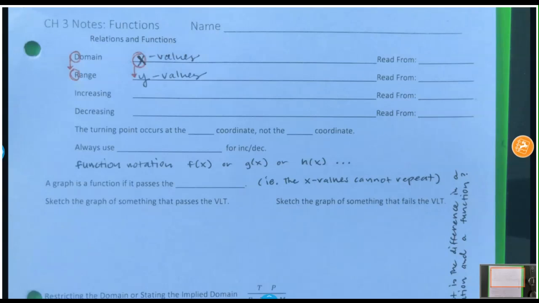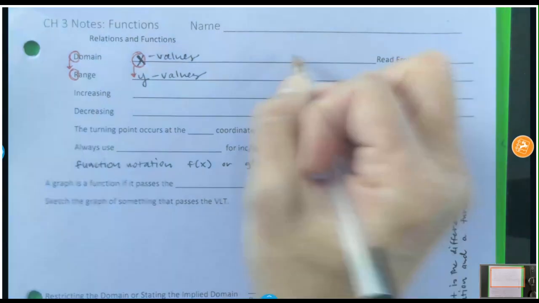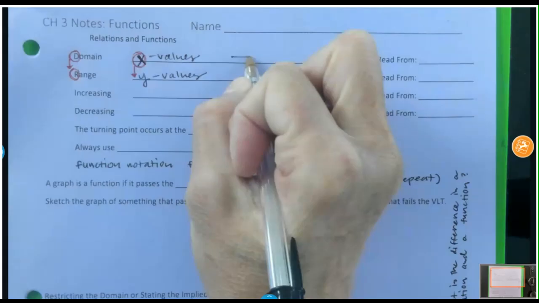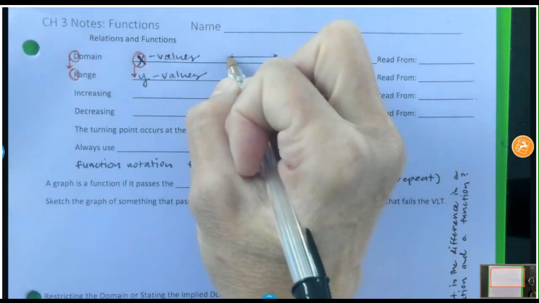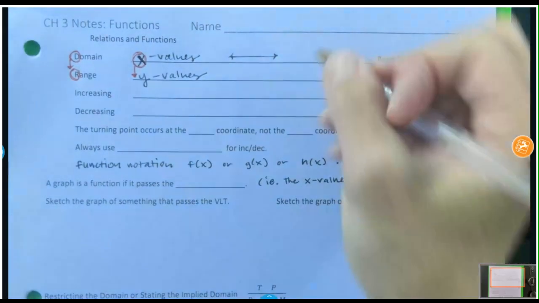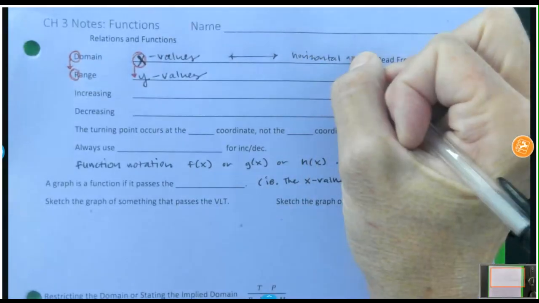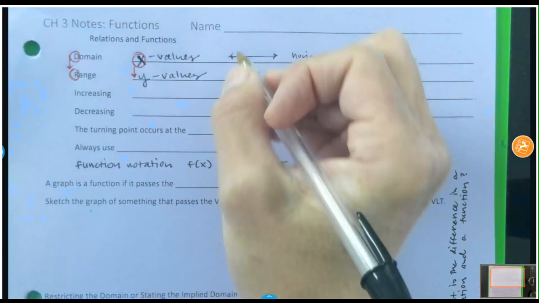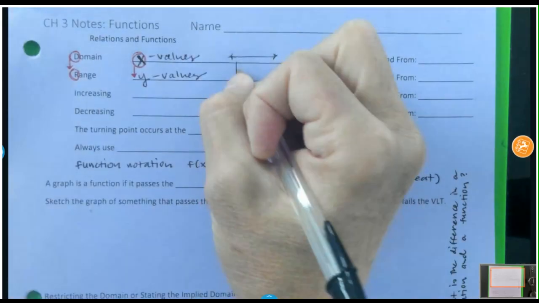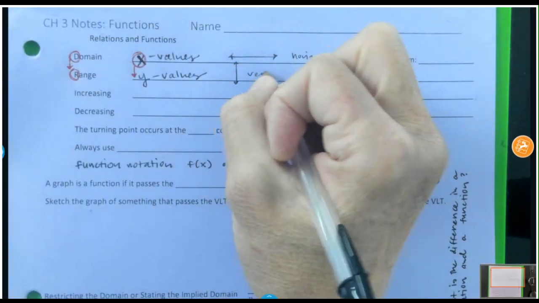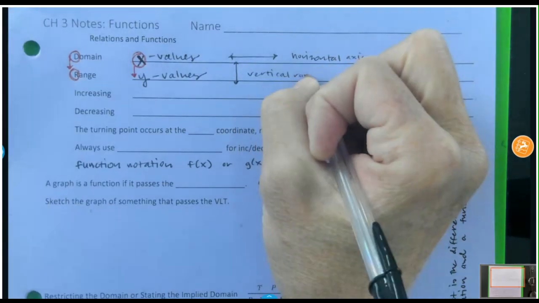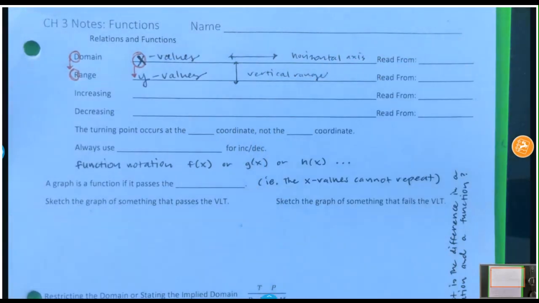Now, one thing you need to keep in mind is that this ties over here. The x-axis is the one that goes horizontal. So the x-axis is the horizontal axis. That's your domain. But the y-axis is the one that goes vertical, which is your range. So we have the domain, which is going to be found along your x-axis, and your range is going to be found along the y-axis.